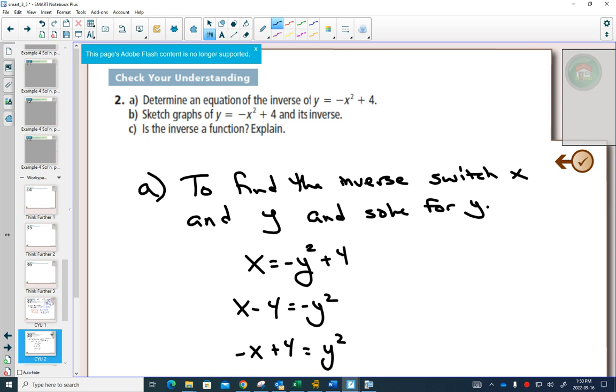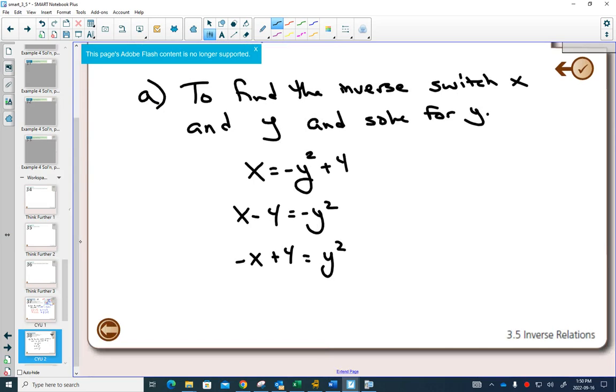Y squared. Then, how do I get rid of a squared? Square root it, and I have to remember, when you square root both sides, plus or minus the square root of negative x plus 4.